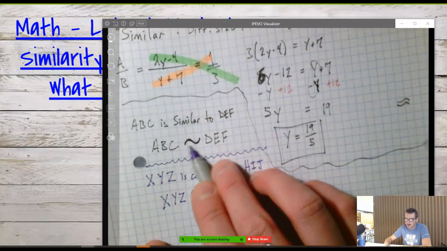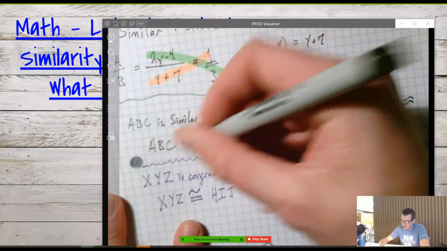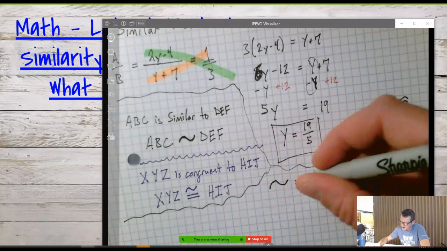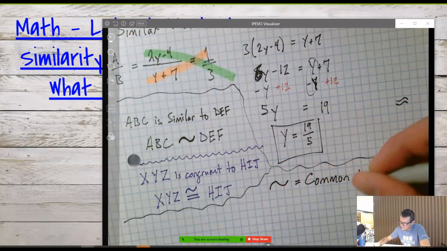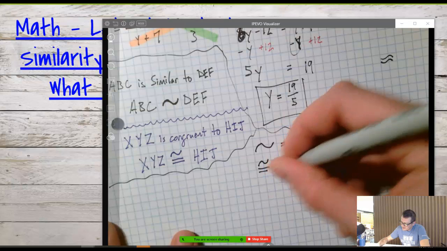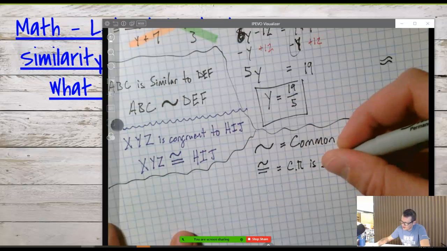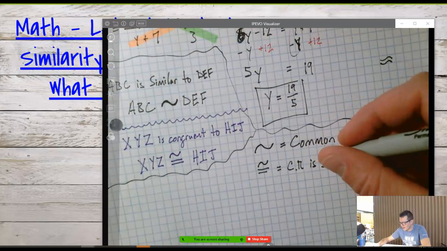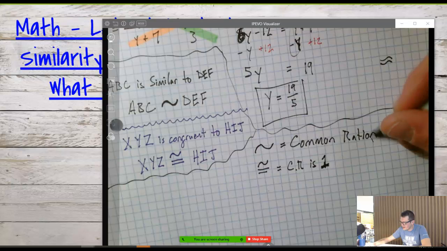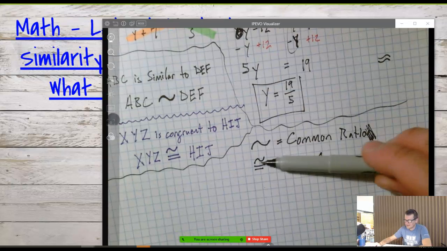So this is weird compared to our squiggly equal sign where we use it for an approximation. This means there's a common ratio. So you might want to make the note that this symbol is telling us similar, but it's also essentially telling us there's a common ratio. So this tells us common ratio. And this tells us that that common ratio is 1. They're equal. Sorry, that's a bad 1. Ugly. This says common ratio. This says the common ratio is 1.